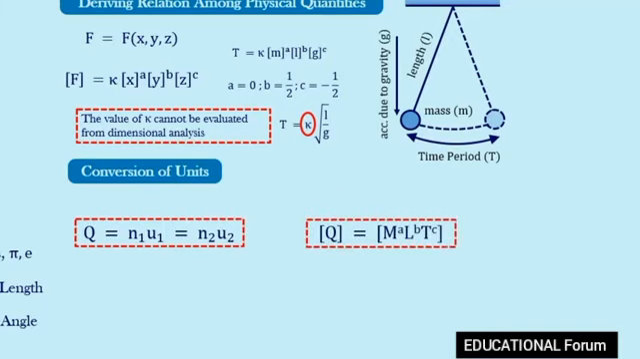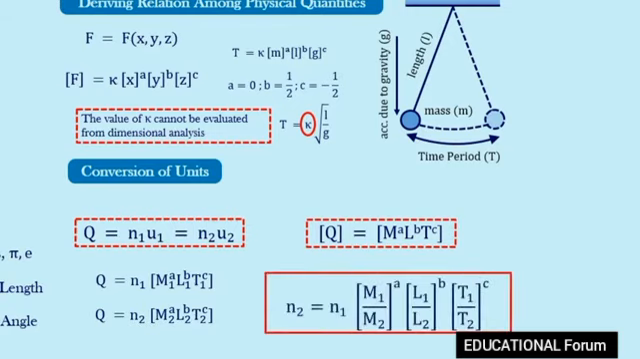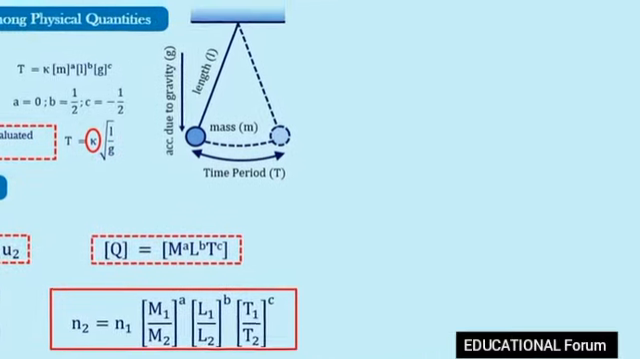Now, if the dimensional formula of the quantity q is [M^a L^b T^c], then we can express the quantity in the first system of units as n1 times m1 to the power a, l1 to the power b, t1 to the power c, and in the second unit system as n2 times m2 to the power a, l2 to the power b, t2 to the power c. Equating these two, we can obtain the conversion relation.